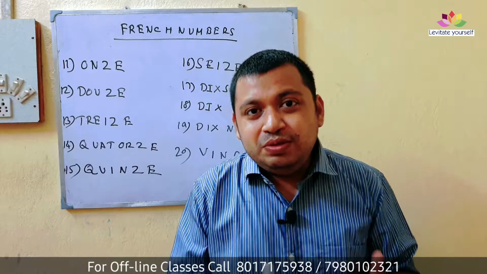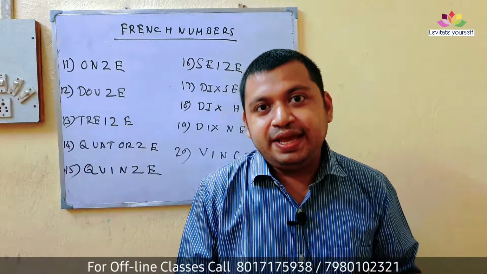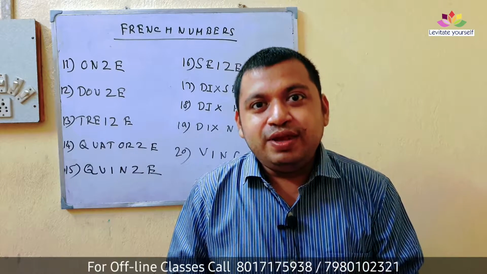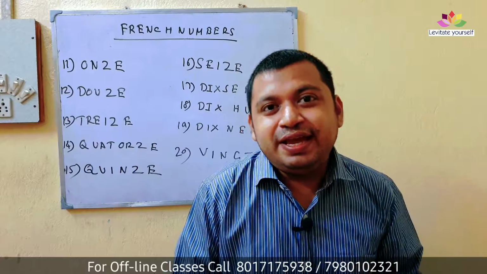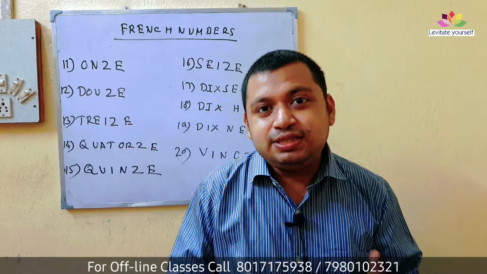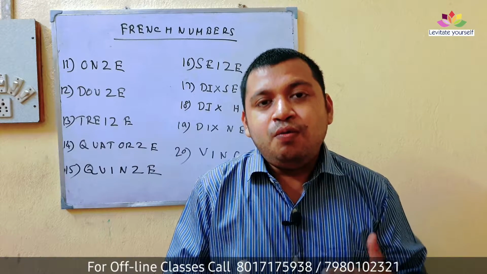Number 11 is onze. Number 11 is onze. Number 12 is douze. Number 12 is douze. Number 13 is treize. Number 13 is treize. Number 14 is quatorze.